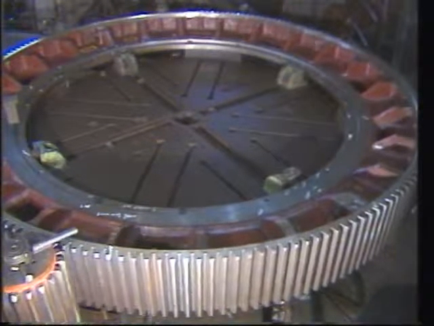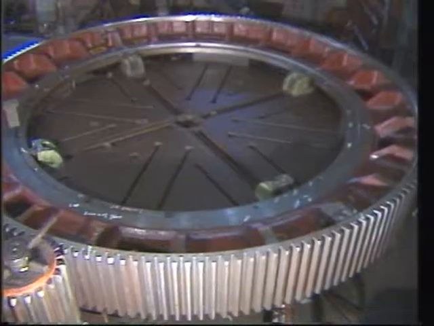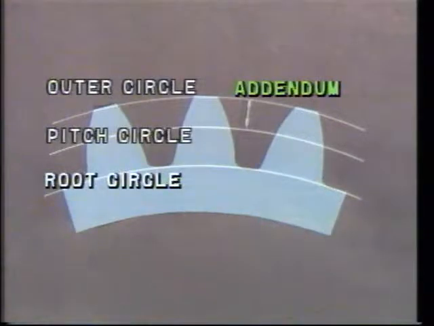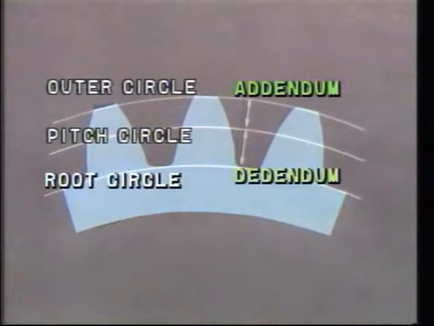A spur gear is a cylindrical blank having parallel grooves on its periphery. The radial distance between the pitch circle and the outside circle is called the addendum of the tooth. The radial distance between the pitch circle and the root circle is the dedendum of the tooth. When two teeth are in mesh, the addendum of one tooth fits into the dedendum of the meshing tooth, leaving a small clearance.